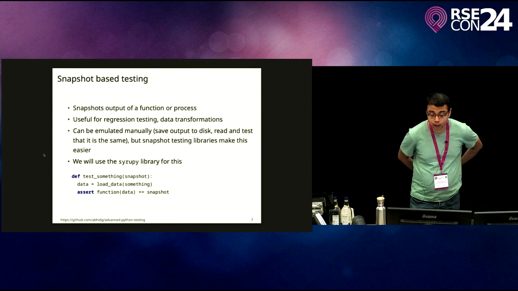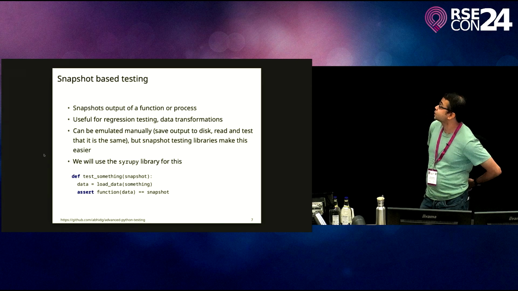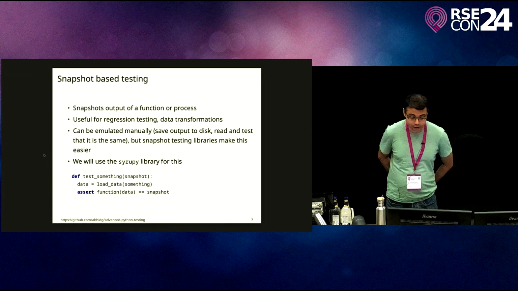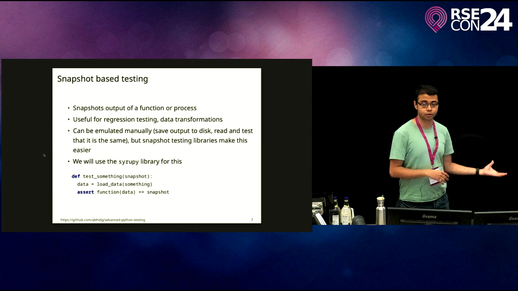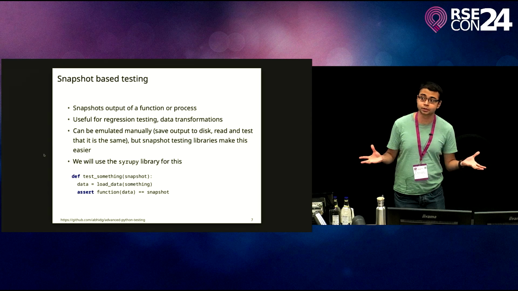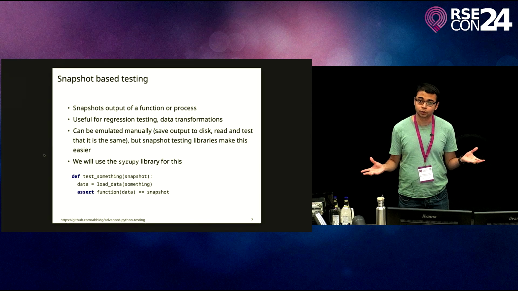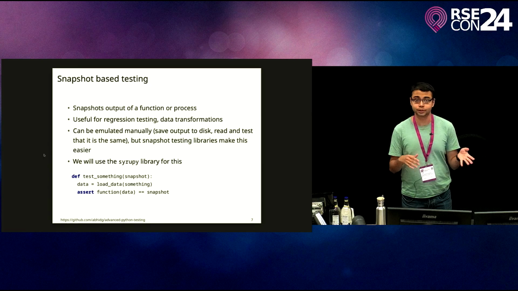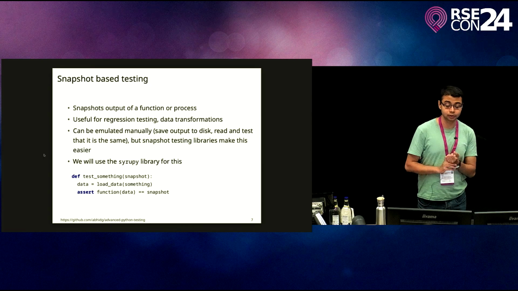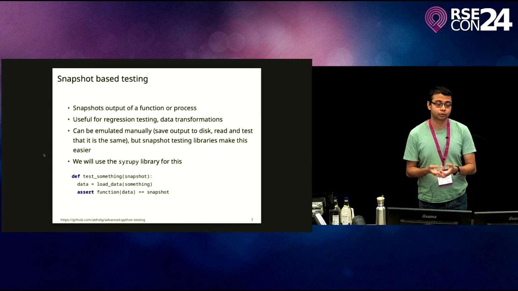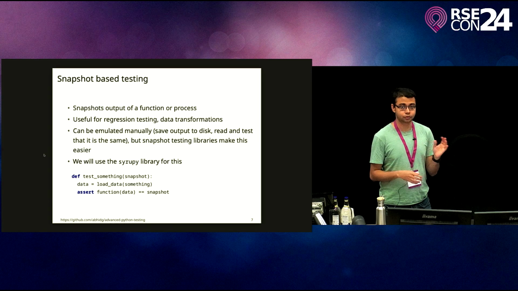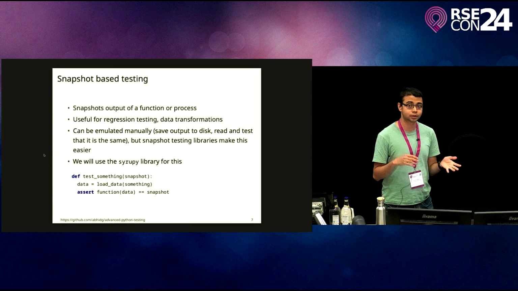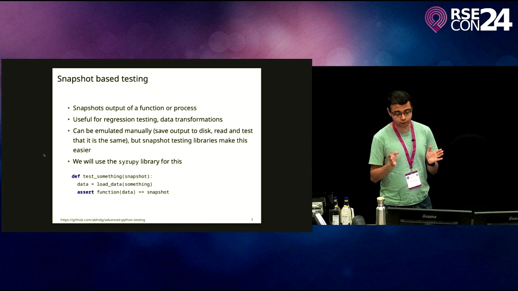Okay. Lastly is I think the simplest thing, but quite handy, called snapshot-based testing. You have a function. It processes data, does some transformations, and you want to check that the output remains stable. So very good for regression testing and data transformations. Now, of course, you can simulate this by hand. You save the data to disk, you read it, you check that it matches, and so on.